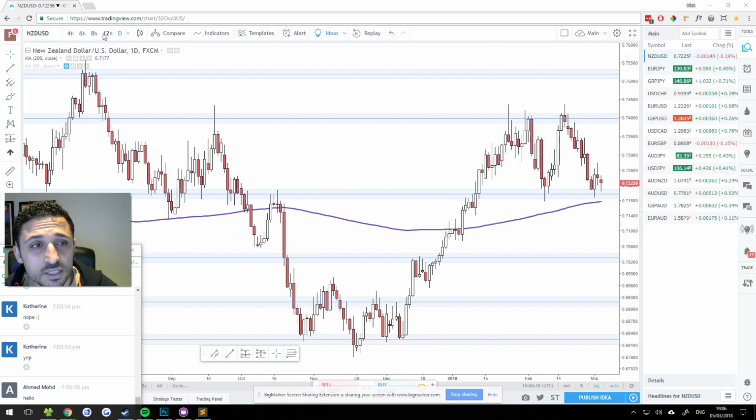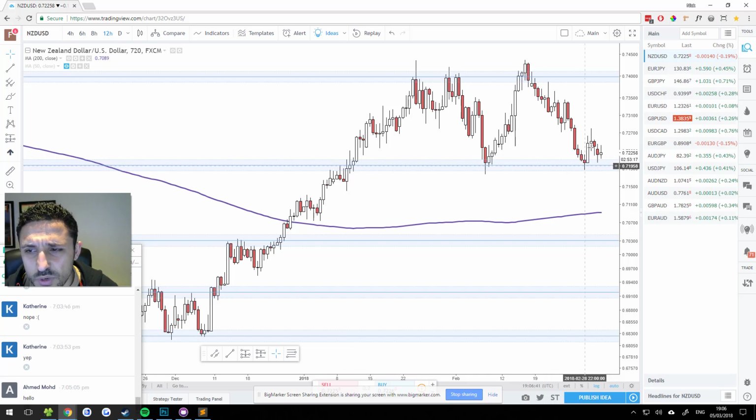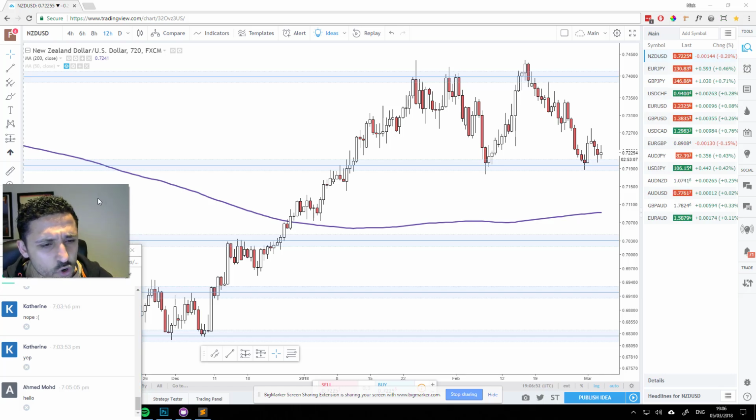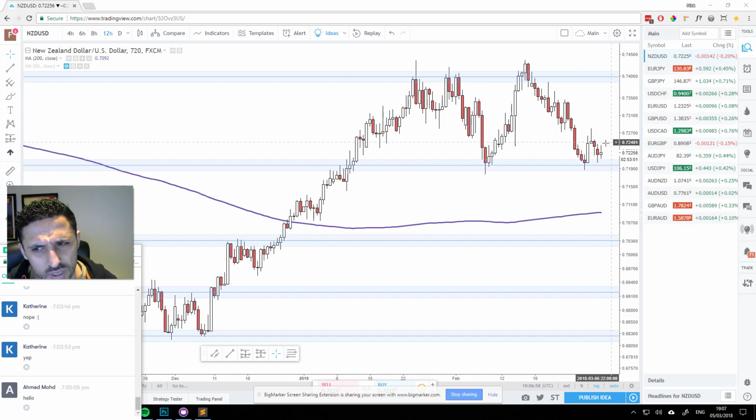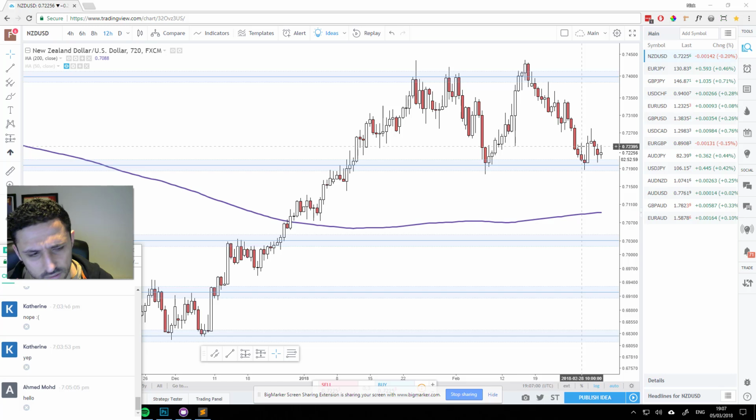What's going on with New Zealand USD? There was a potential long last week on New Zealand USD. Didn't quite hit target, but a lot of you are probably still in this trade. I didn't end up taking it, but it's still an open trade. It's not being closed out. It hasn't even come close to hitting the stop loss.